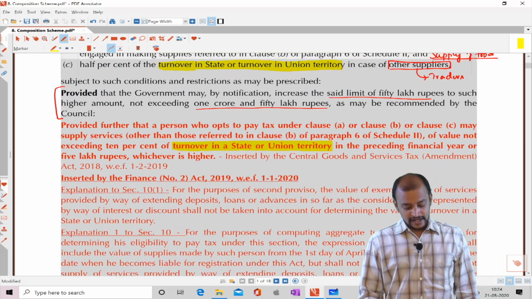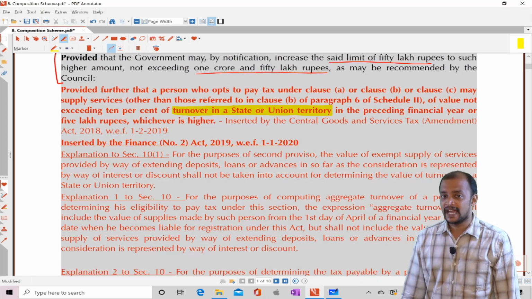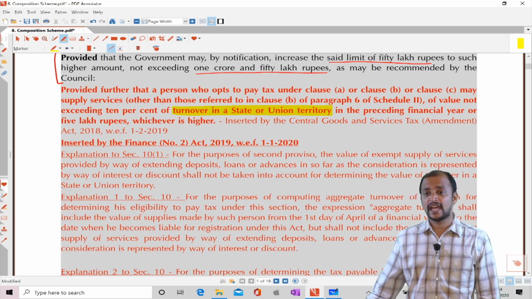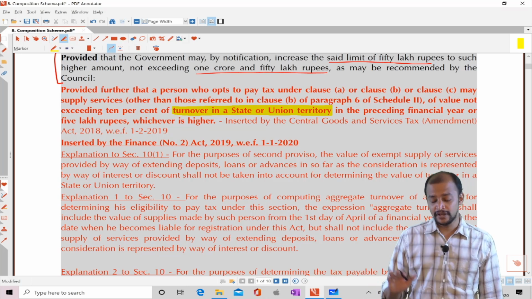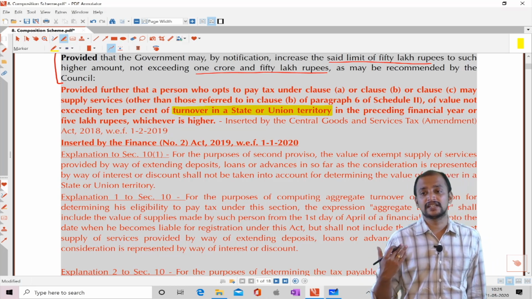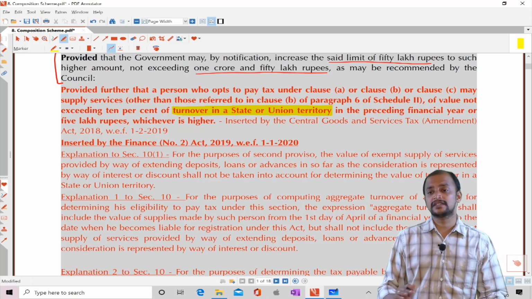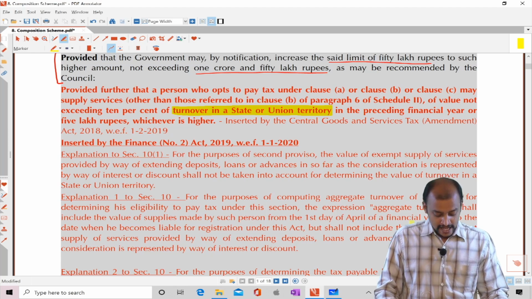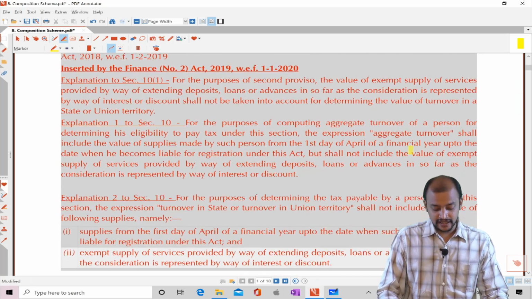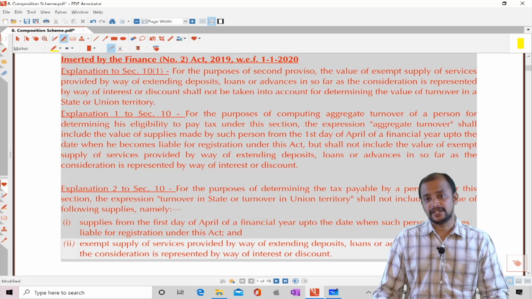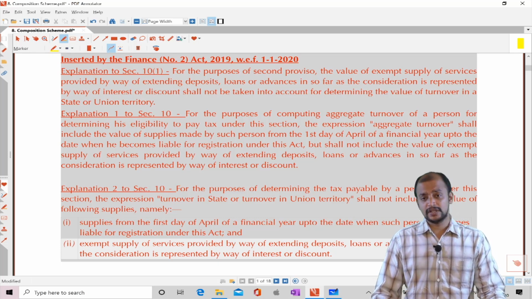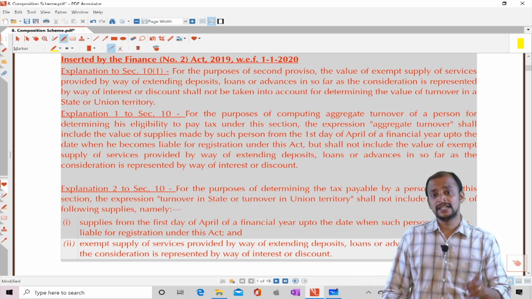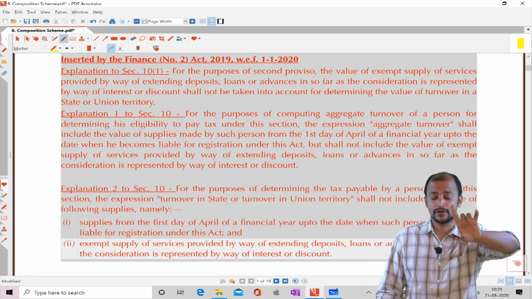Previously it was like a removal of difficulties order, but now that they have merged into the section itself, it is given as second proviso to section 10 subsection 1 with effect from 1 to 2019. Thereafter we have explanation to section 10 subsection 1. This 10 subsection 1 has got one explanation.